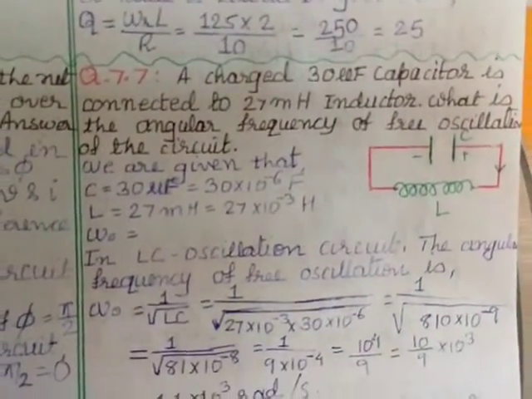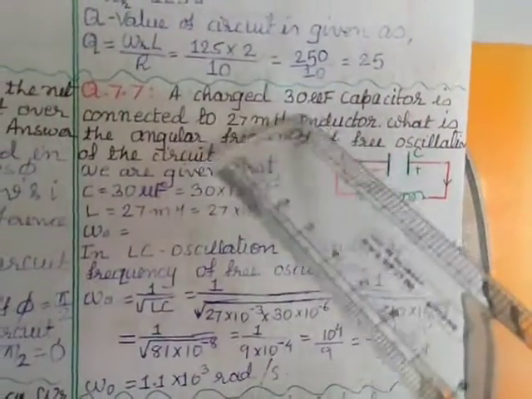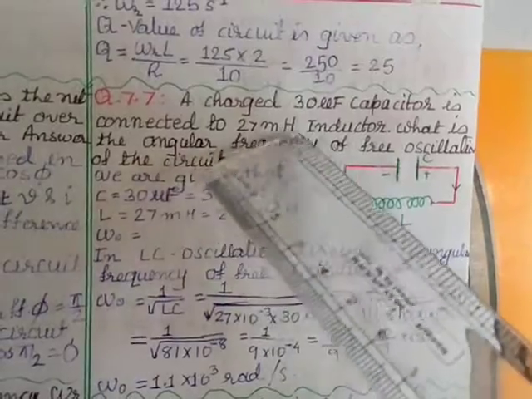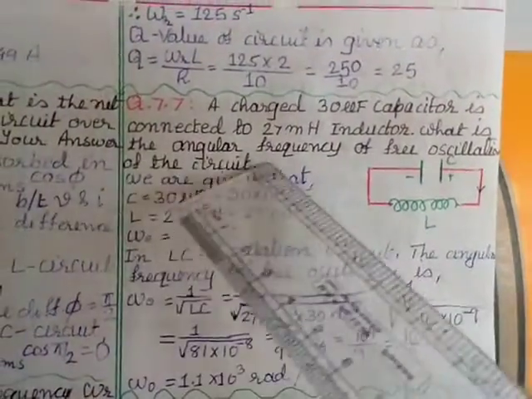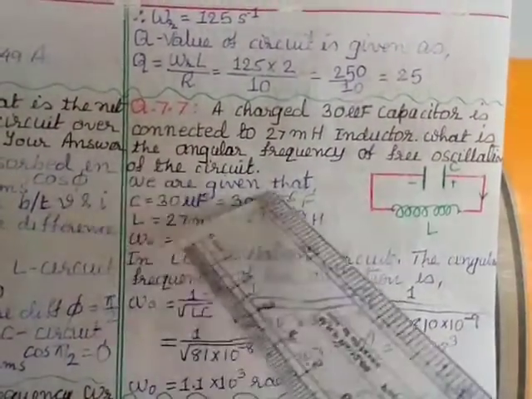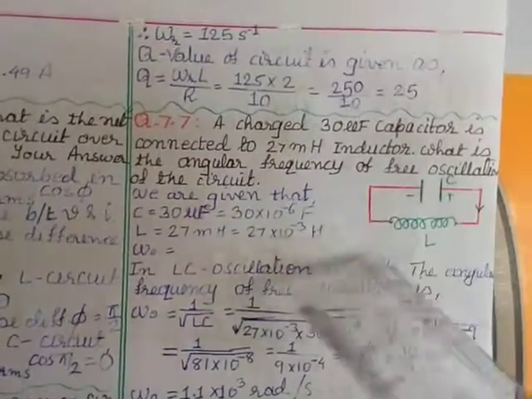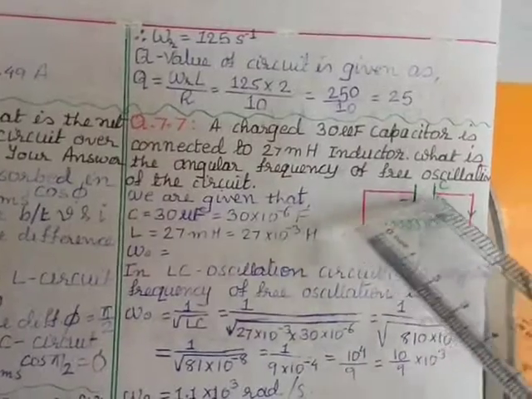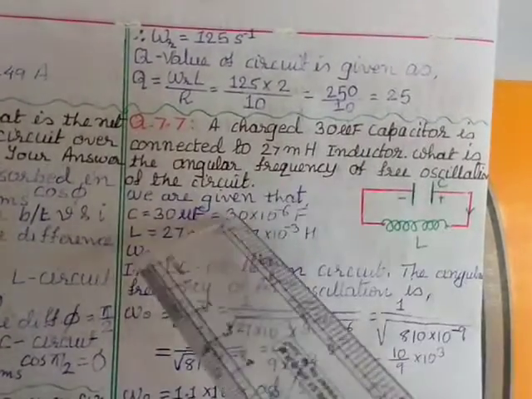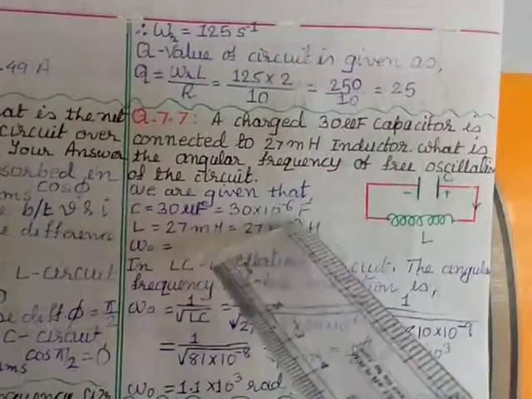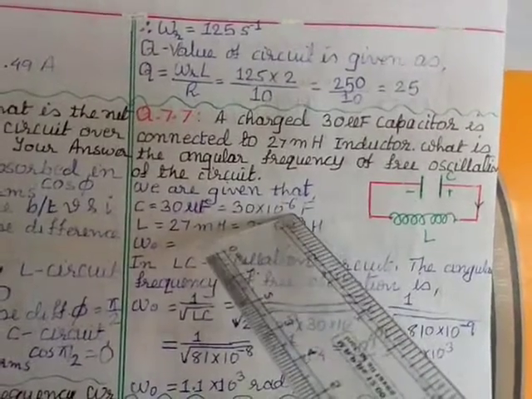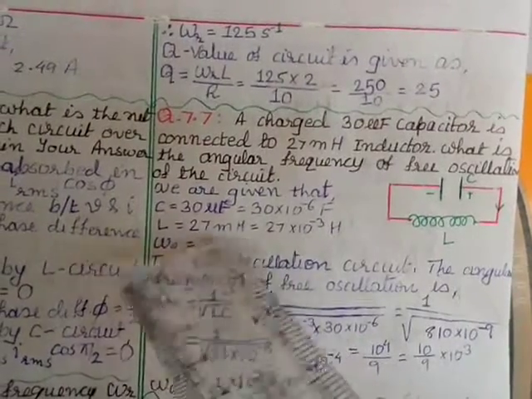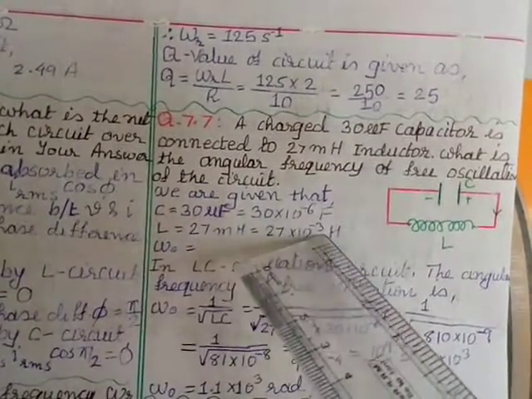Question number 7.7. A charged 30 microfarad capacitor is connected to 27 millihenry inductor. What is the angular frequency of a free oscillation of the circuit? Circuit diagram is here. Inductor and capacitor are connected. The capacitance of the capacitor is given to you 30 microfarad, convert into farad by multiplying 10 to the power minus 6. The inductance of the inductor is given to you 27 millihenry. Convert into Henry by multiplying by 10 to the power minus 3.